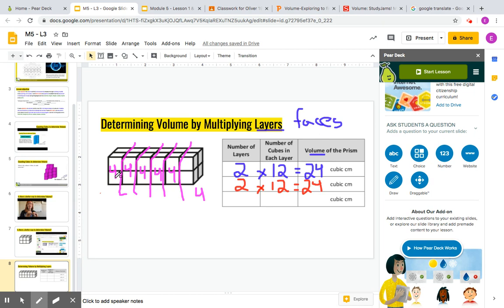And my sixth layer of 4. So I have 6 layers. Each of them had 4 cubes. And 6 times 4 is 24. So the volume of this structure is going to be 24 cubic centimeters.